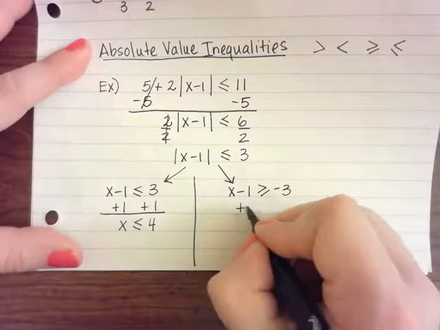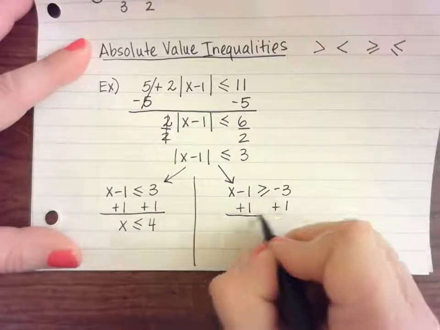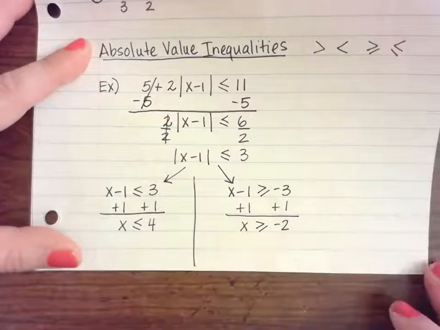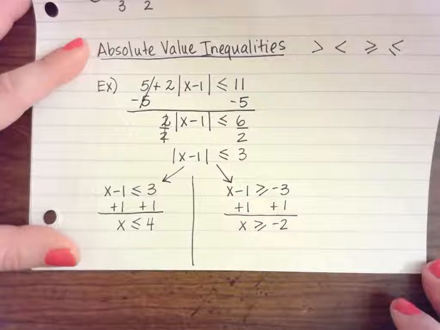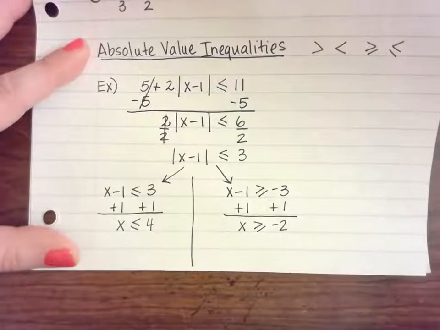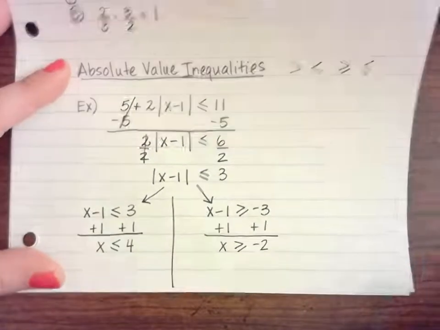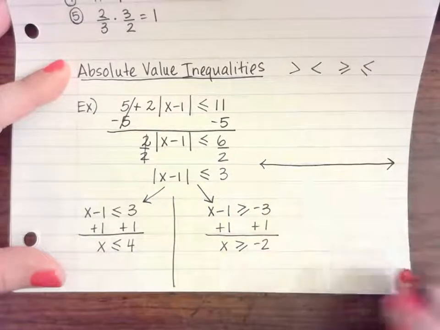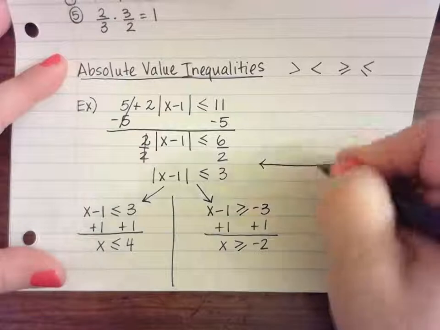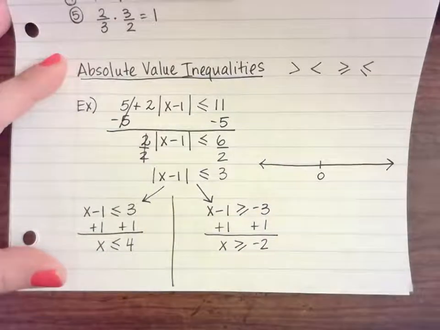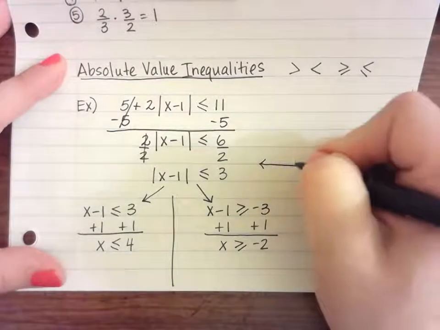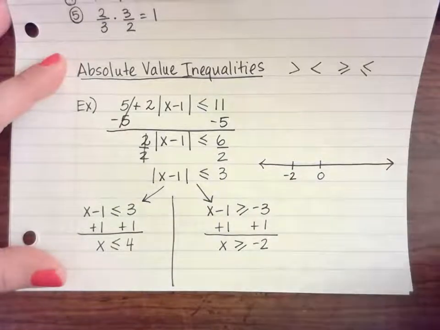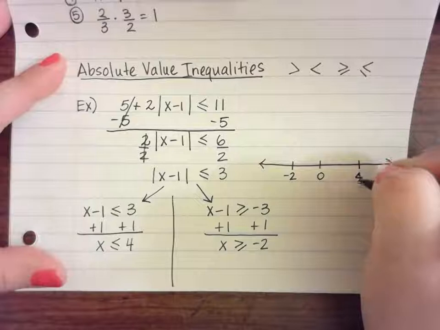And then over here, we're going to add 1 to both sides and get x is greater than or equal to negative 2. So everybody does a great job with this. Now we just want to talk about the graphing. So when you graph the solutions to this, you make a number line, and then I'm going to put 0 on the number line, and then we're going to put a negative 2 right here, and we're going to put positive 4 right here.